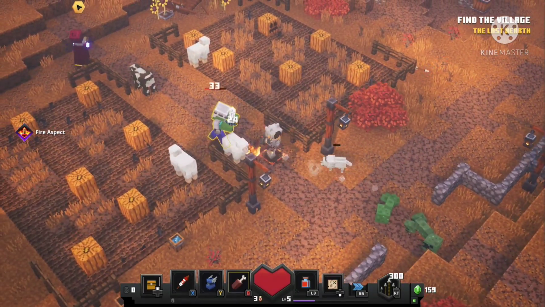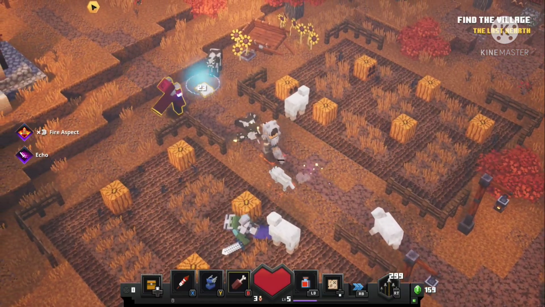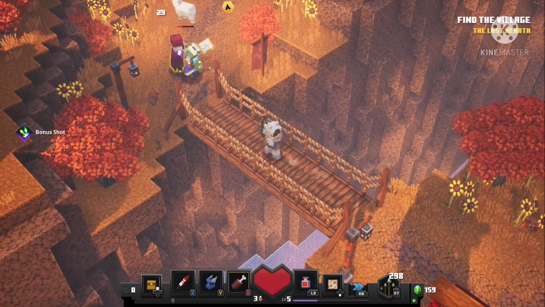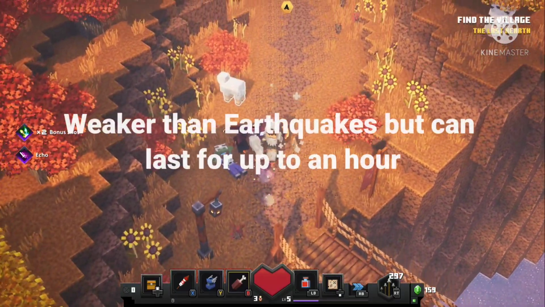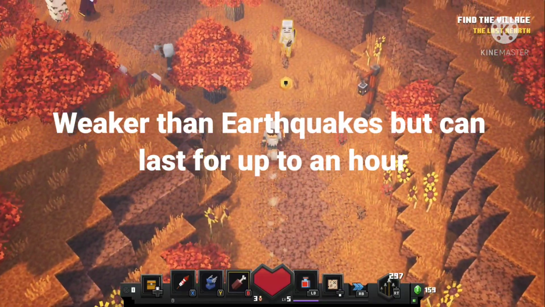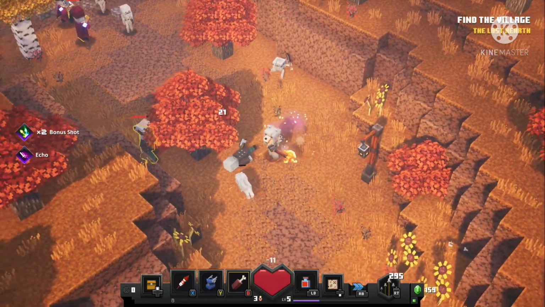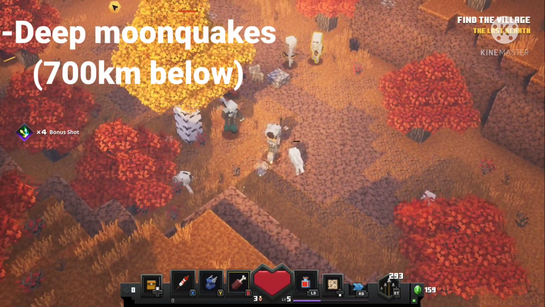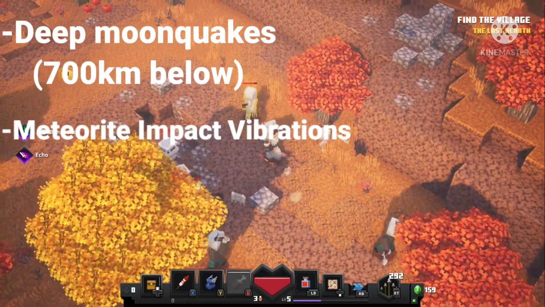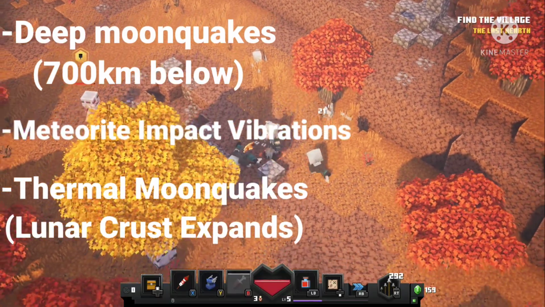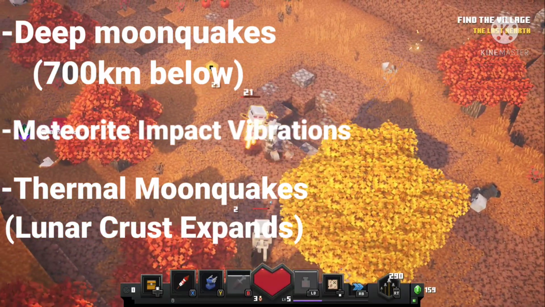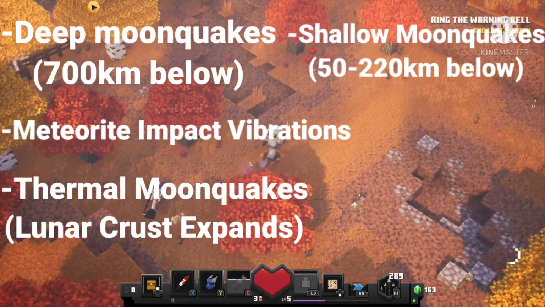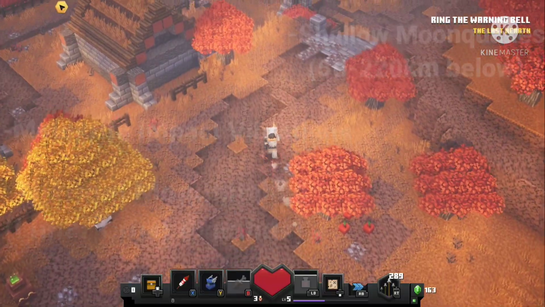A moonquake is the lunar equivalent of an earthquake, which were first discovered by Apollo astronauts. They are usually much weaker than earthquakes, but due to the lack of factors to dampen the seismic vibrations, the shaking can last for up to an hour. There are at least 4 kinds of moonquakes, which are deep moonquakes, which happen around 700 kilometers below the surface, meteorite impact vibrations, thermal moonquakes, which is where the lunar crust expands after the 2-week period where there is no sunlight, and shallow moonquakes, which are around 50 to 229 kilometers below the surface.